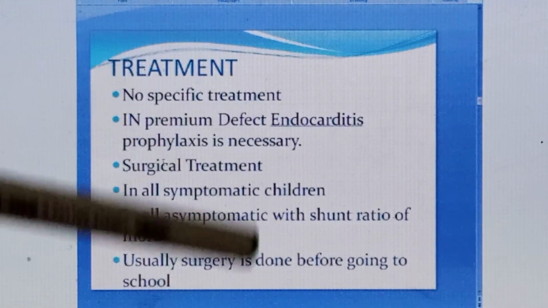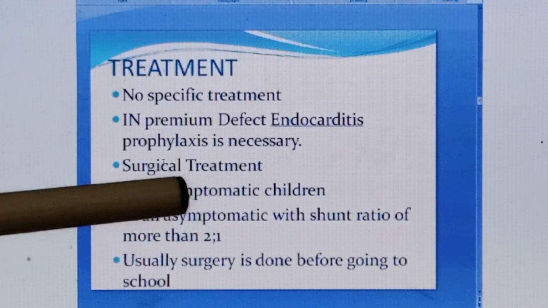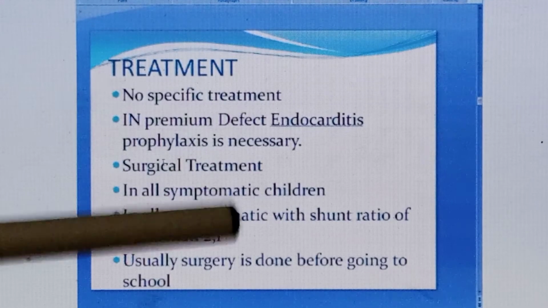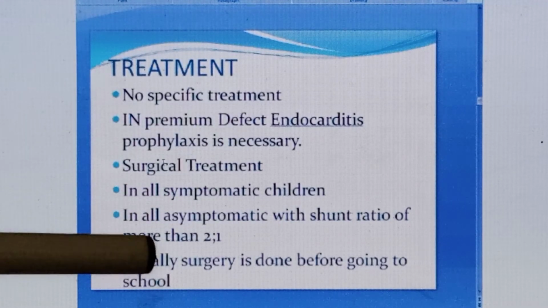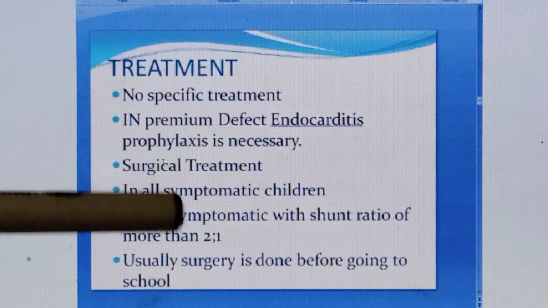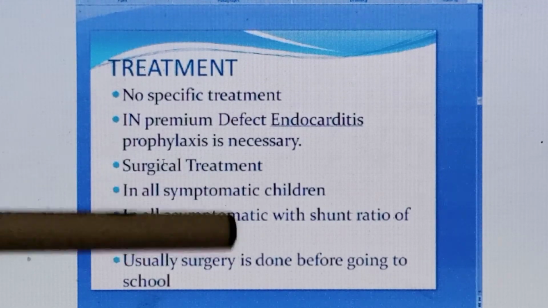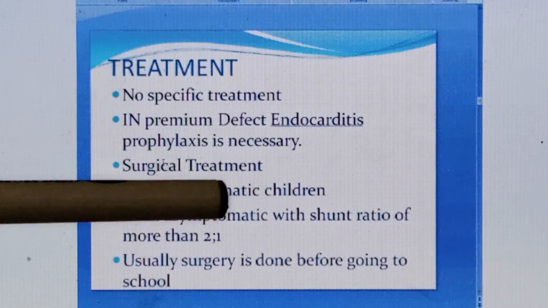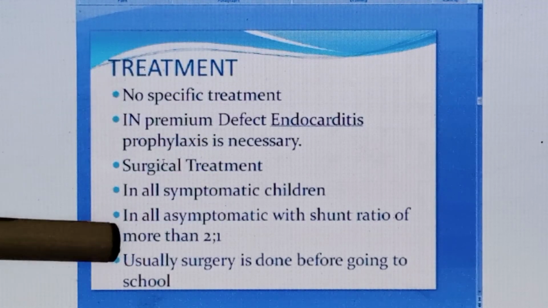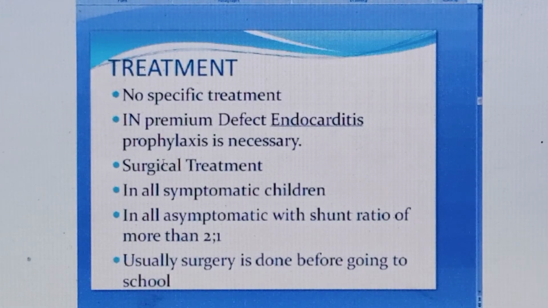So what is this 2:1? It means that the pulmonary circulation has 2 times higher flow than the systemic circulation. So if the shunt ratio is 2:1, meaning the pulmonary circulation has higher flow than the systemic circulation, then surgery is indicated. Surgery is usually done before the child goes to school. So this was the whole lecture about atrial septal defect.